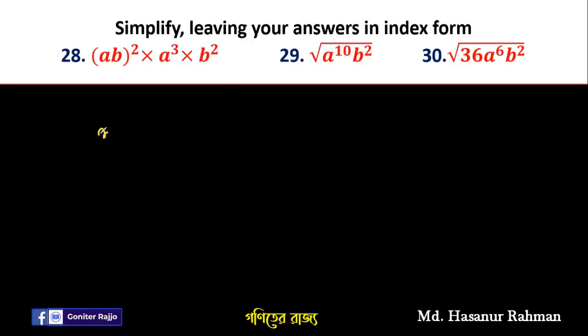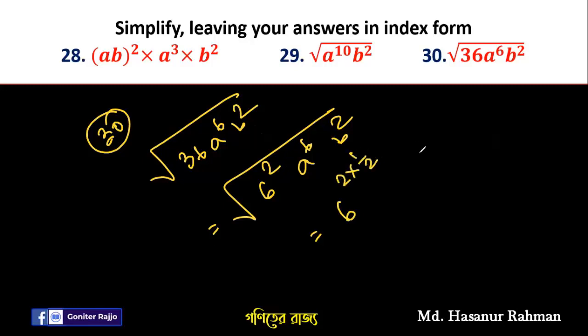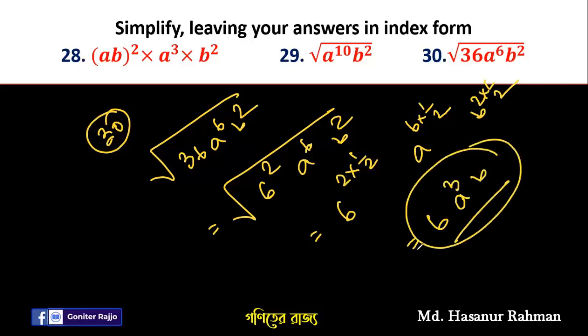Now number 30. Number 30 says square root of 36, a to the power 6, b squared. Instead of 36, we can write 6 squared, a to the power 6, b squared. We know that square root means we have to multiply the index or power by half. That means 6 to the power 2 multiplied by half, a to the power 6 multiplied by half, b to the power 2 multiplied by half. So it will be 6 a to the power 3 b. The answer will be 6 a cube b.